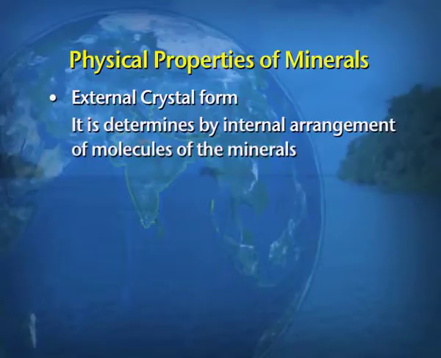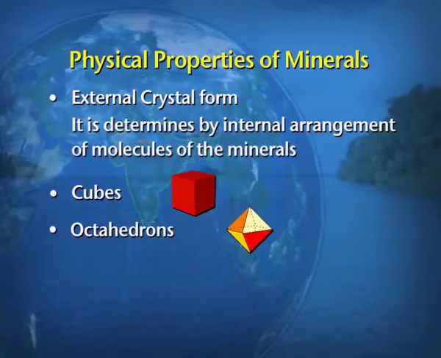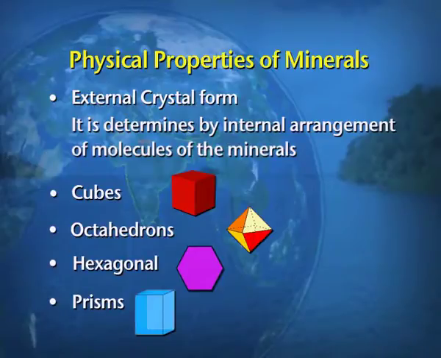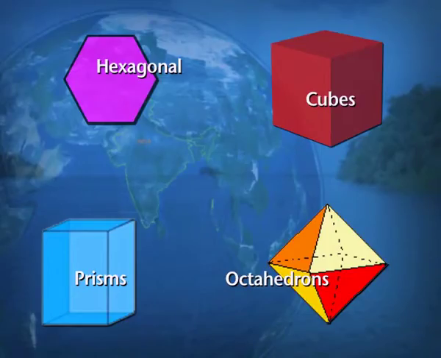As you must have studied in your mathematics also, there are different shapes like cubes, octahedrons, hexagonal and prism. And we have certain minerals which are found in these shapes. If you just look at the screen, you can see these shapes, how the cubes look, how the octahedron looks, and the hexagonal shape and the prism.